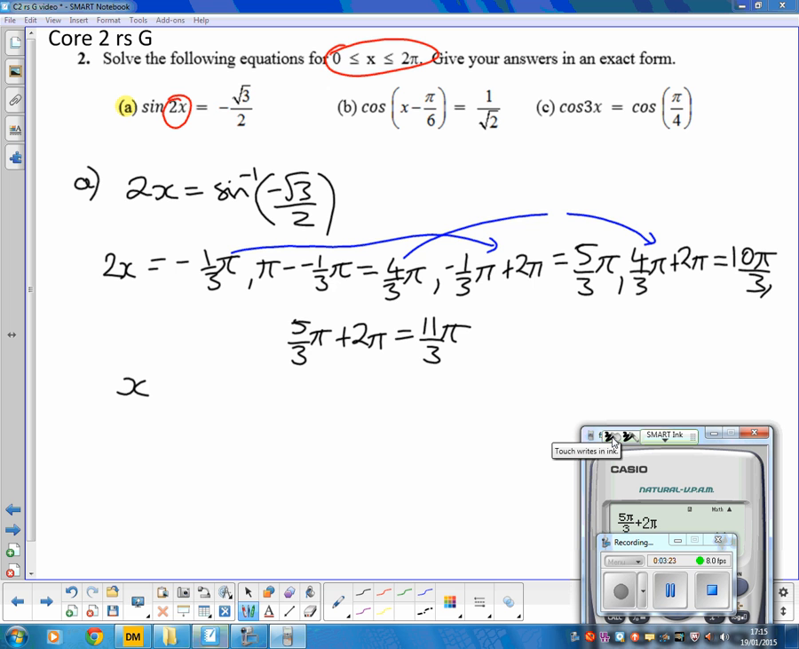So I'm now going to take these 4 and divide all these by 2. So that's going to give me x is 2/3 pi, 5/6 pi, and I'm going to get 5/3 pi, and 11/6 pi. Now, are they all in the range 0 to 2 pi? Well, 2 pi would be 12/6 pi, and 11/6 pi is below 2 pi. So yes, that works.